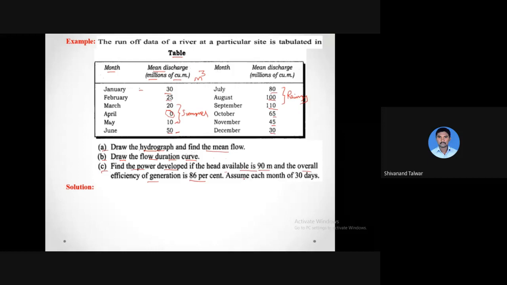Then we have to assume that each month is of 30 days. Obviously we know that February will have 28 or 29 days and March 31 days, but what we have to assume is that each month is 30 days. Based on that, we have to find the power developed. So this was the question.